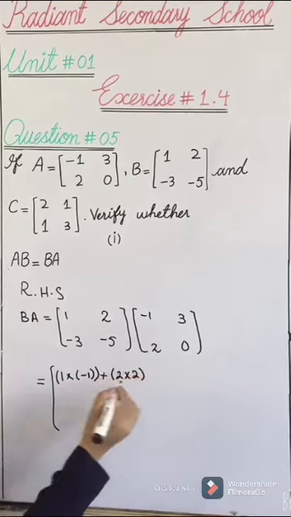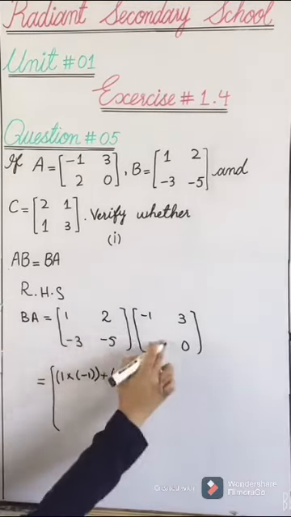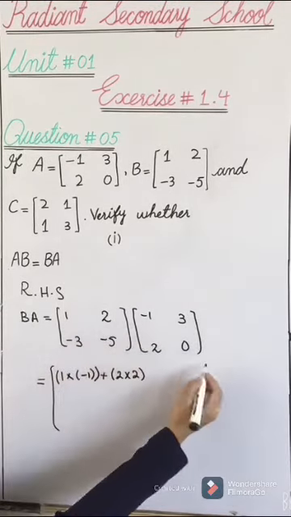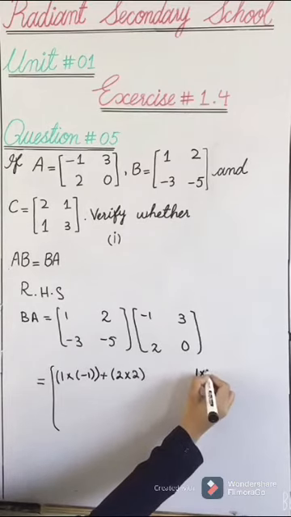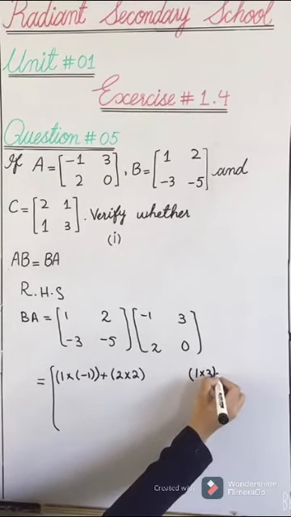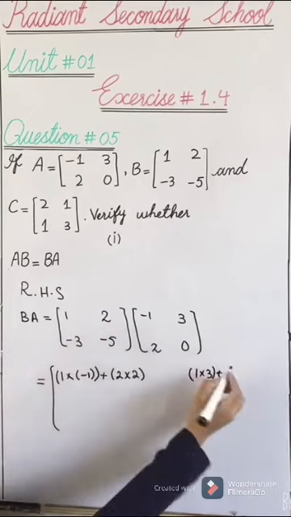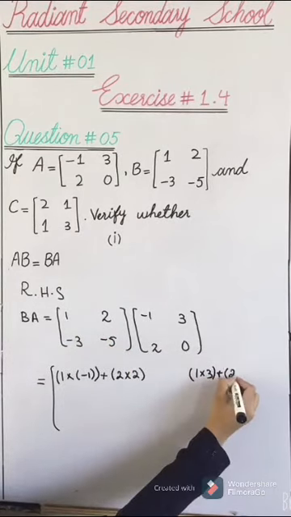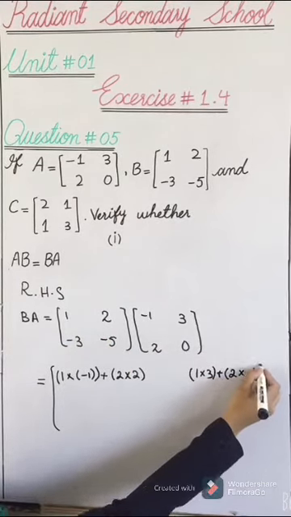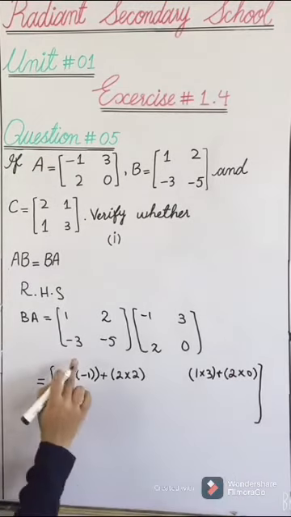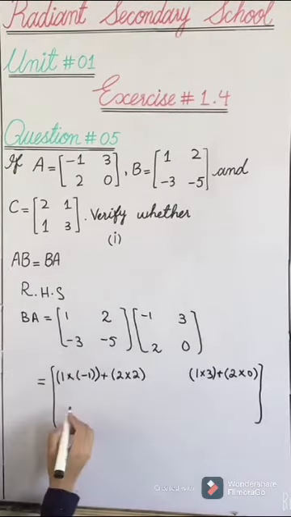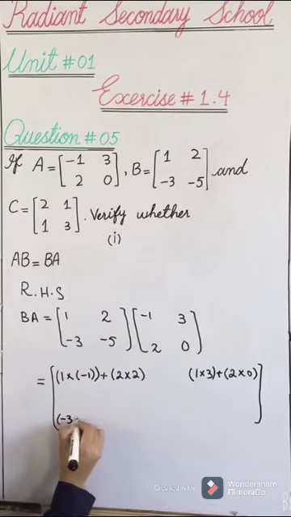Now moving on, first row, first column is done. First row, second column: I will multiply 1 with 3 plus 2 with 0, and here we will close the matrix. Now second row, first column: -3 multiplied by -1.